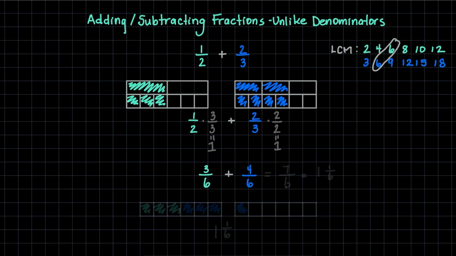But now I can actually add the 3/6 and the 4/6 because they're the same size pieces. And remember, we just add straight across, so this is 7 over 6. And let's take a look at what that looks like. Okay, we have something split into 6 equal pieces.